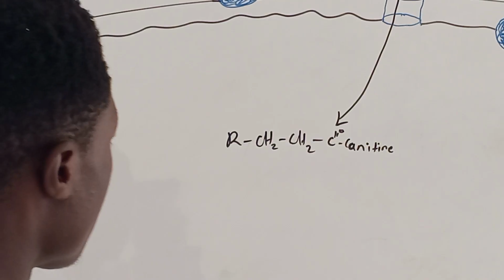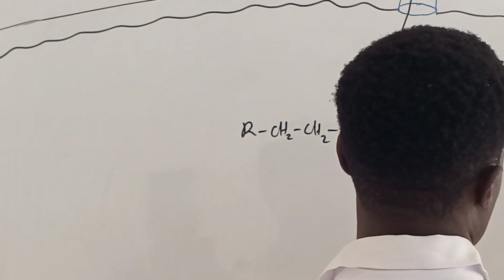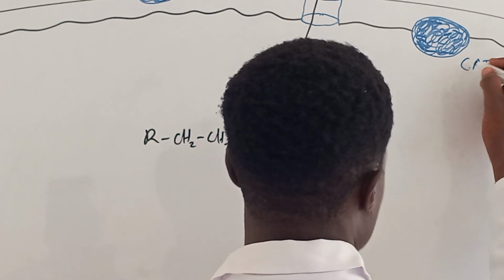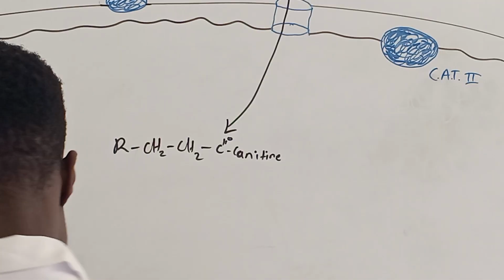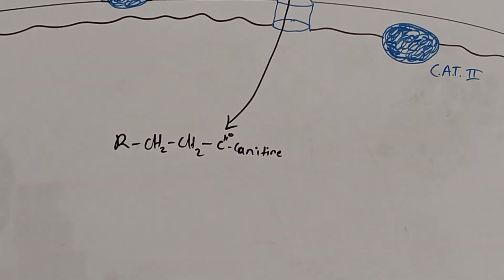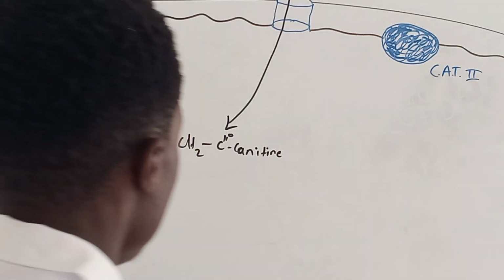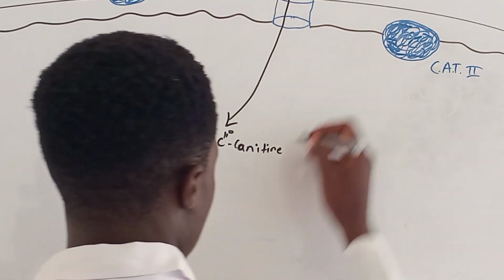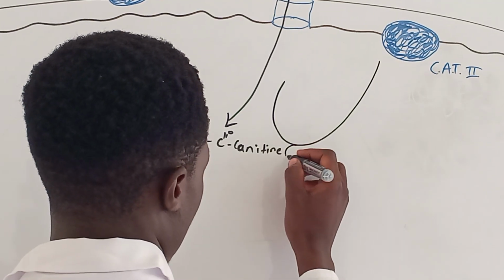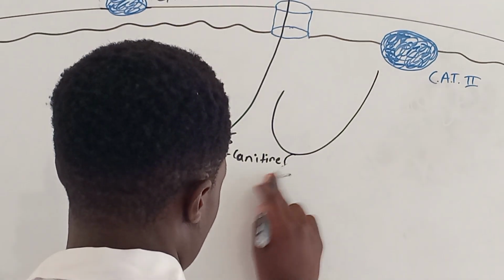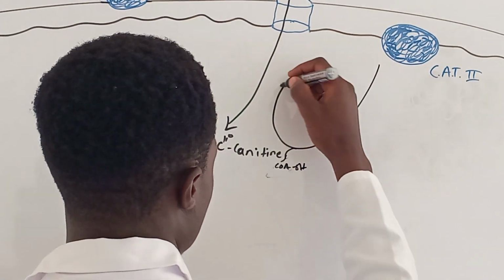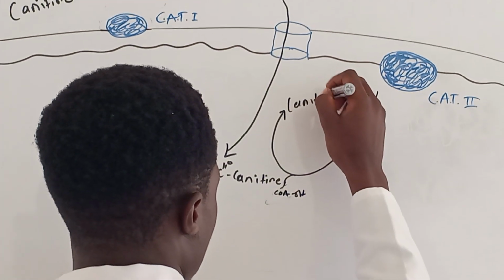There's another enzyme here. This enzyme here is called carnitine acyl transferase 2, or CAT2. Carnitine acyl transferase type 2. So what it's going to do is going to remove this carnitine here and going to add in a CoA. We are going to add in a CoA. It's going to get rid of the carnitine.